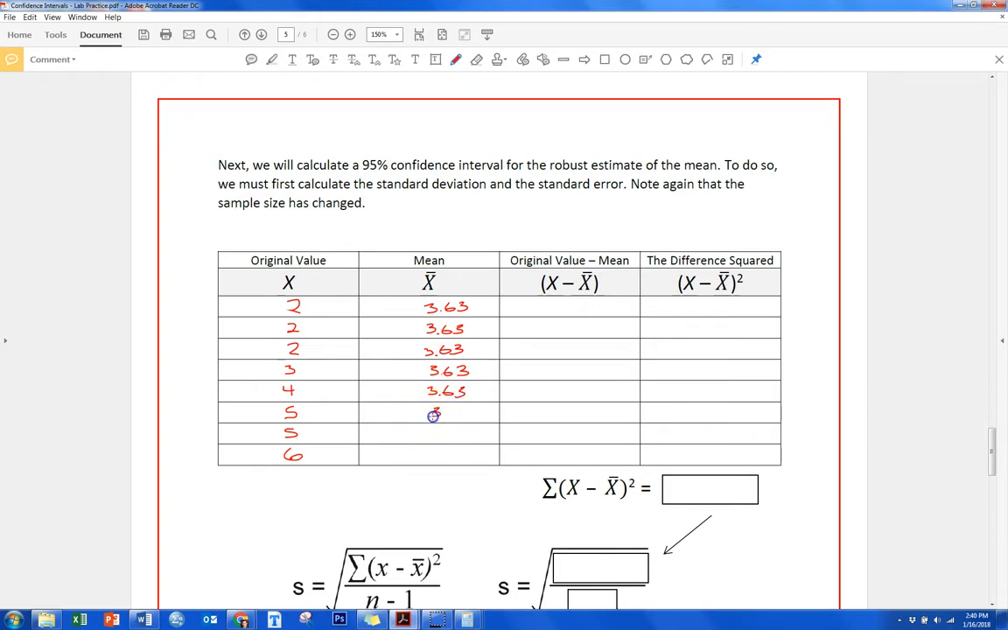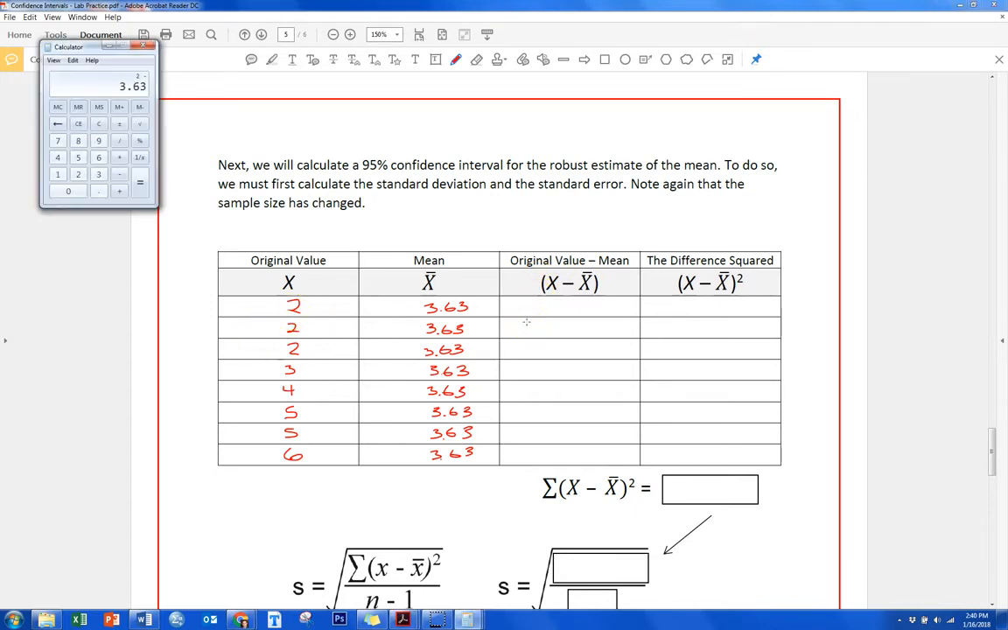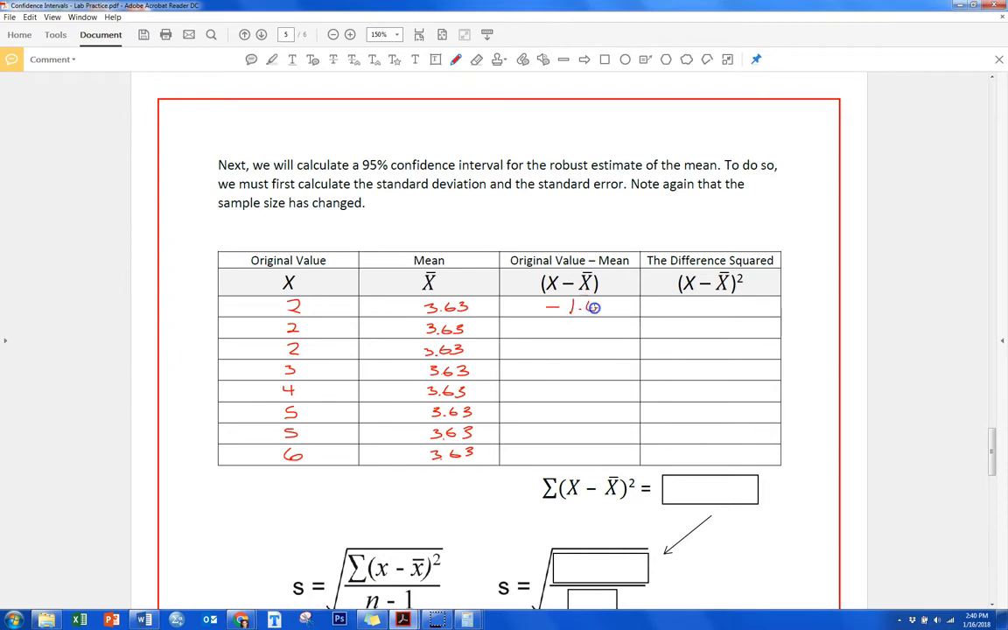Our subtraction is going to get a little bit more complicated now. We'll have to pull out our calculator. Now as before, we're going to subtract each value from the mean, or the mean from each value. So it's going to be 2 minus 3.63, which will give us negative 1.63. It's going to go right here. We have the observation 2 occurs 3 times, so negative 1.63, 3 of those.